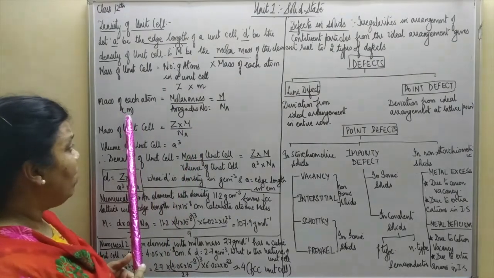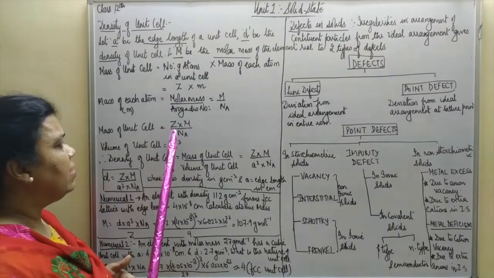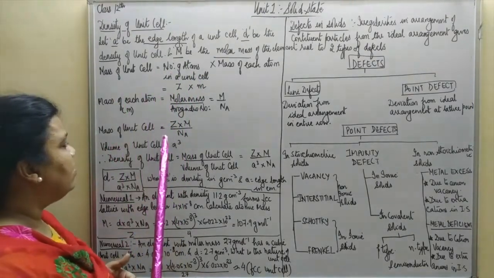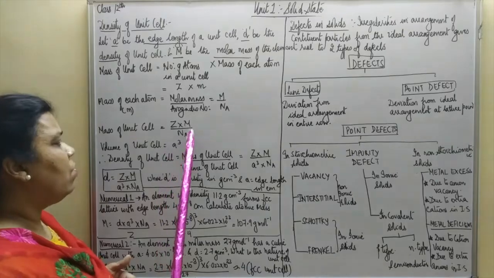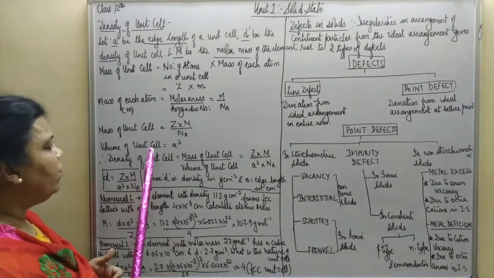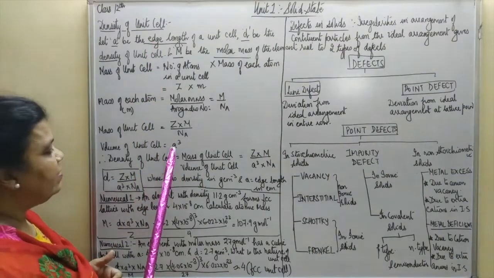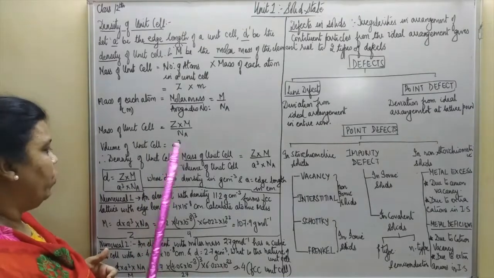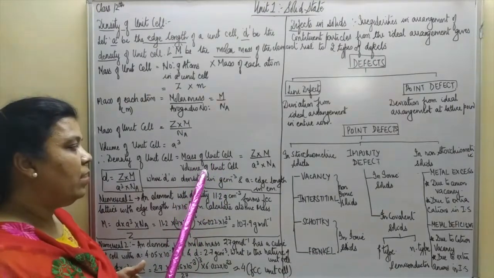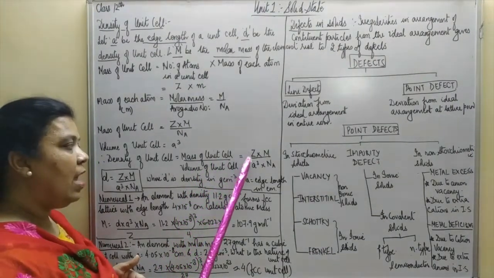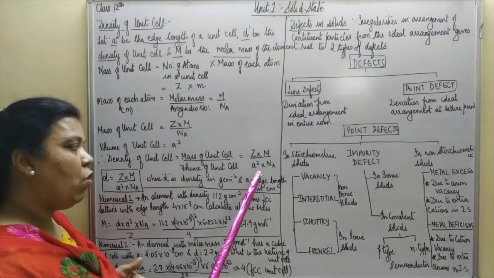So, the small m value is capital M by Na, and the rank of the unit cell is designated by Z. So, mass of unit cell is Z into M upon Na, where M upon Na is mass of each atom. Now, we know that volume of the unit cell is regarded to be the cube of the edge length, which is considered to be a centimeter. So, here it is a cube. Density of the unit cell is given by the formula mass of the unit cell divided by the volume of the unit cell. This Z into M by Na is the mass of the unit cell, and a cube is the volume of the unit cell.